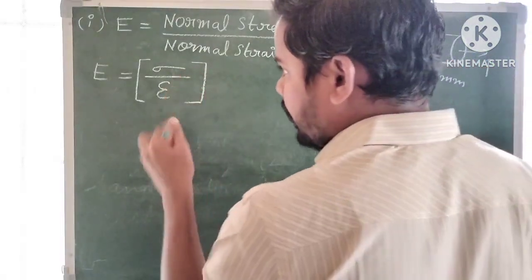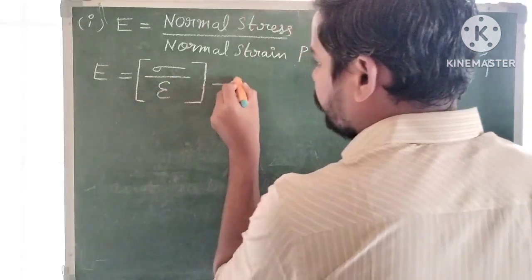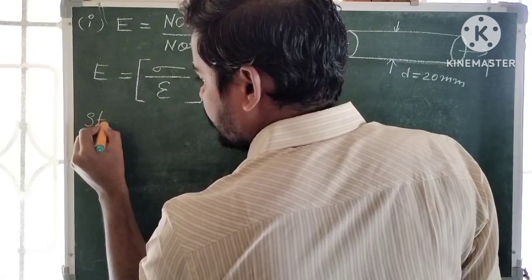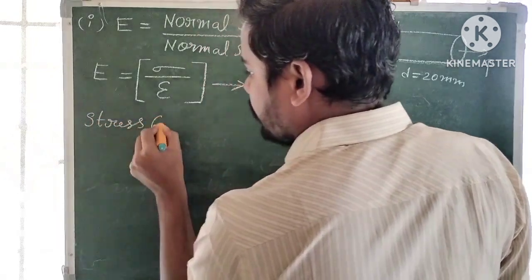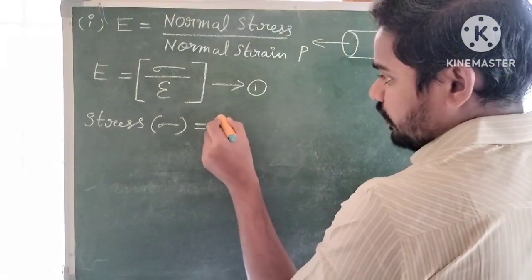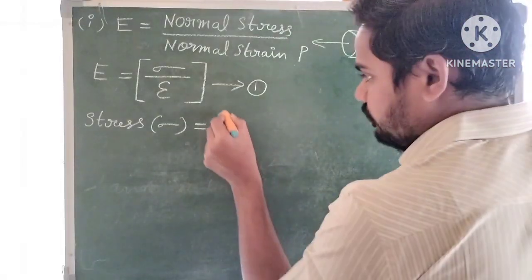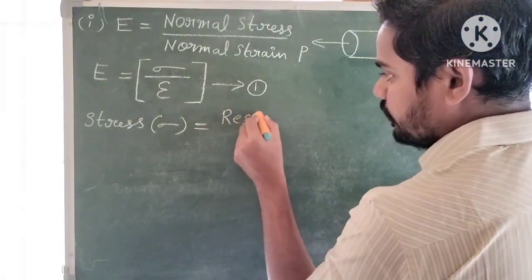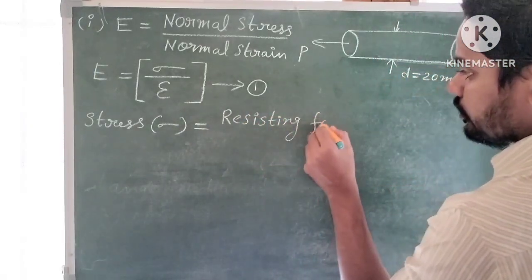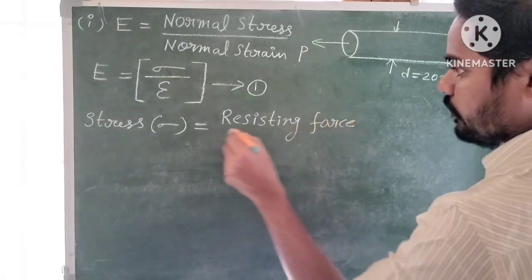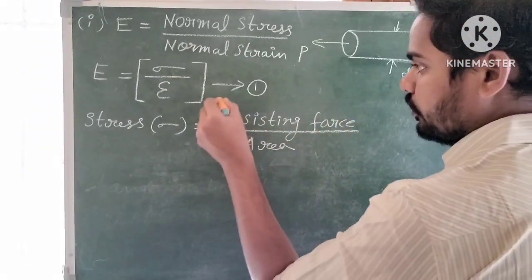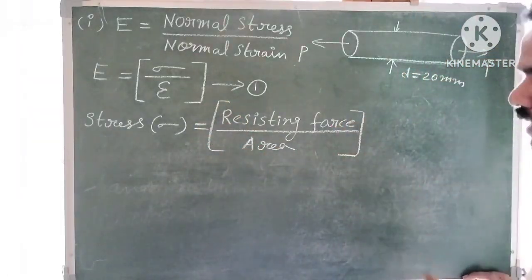So first of all, let us calculate stress. Let this be equation one. So stress, normal stress, or simply we can say that stress sigma is equal to resisting force by area. What is the formula for stress? Resisting force per unit area. So resisting force by area.